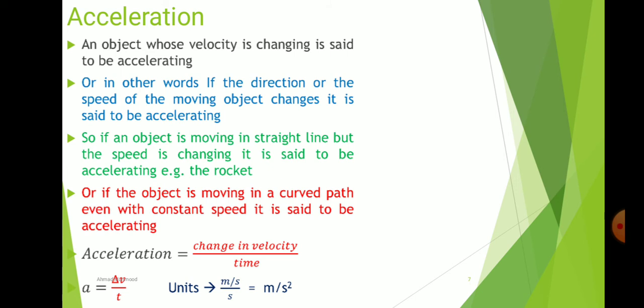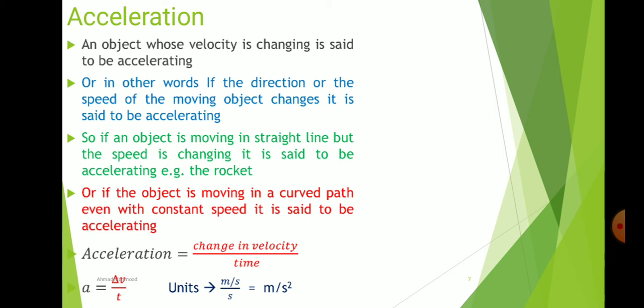Okay, acceleration. Now, what is acceleration? For example, an object whose velocity is changing is said to be accelerating. Or, in other words, if the direction or the speed, because as I already told you, we have two things in the velocity, one is the magnitude, other is the direction. If both of these two things or any one of them is changing with respect to time, we will say that the body is accelerating.